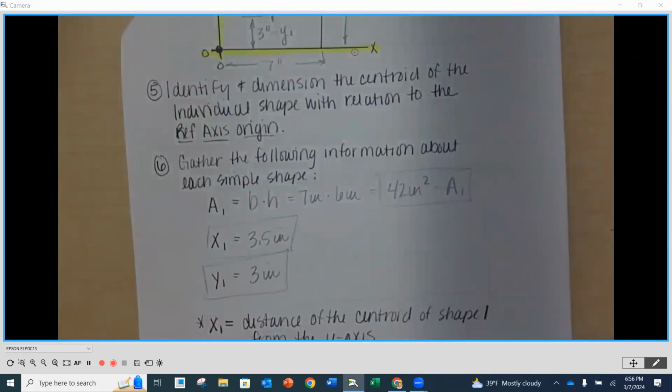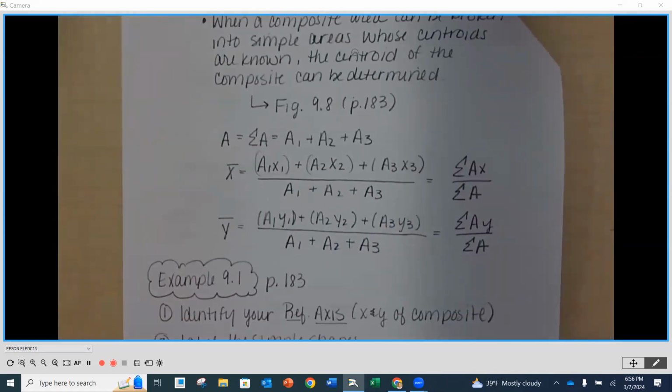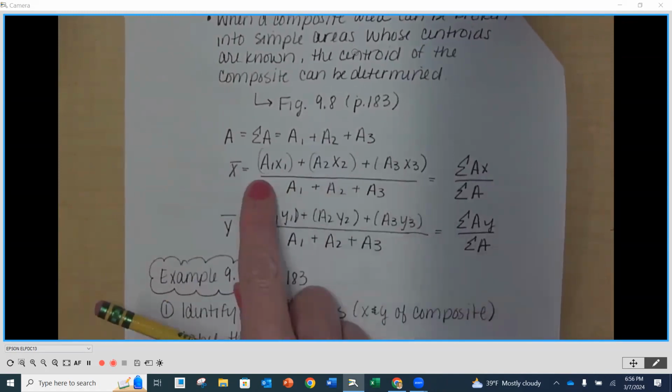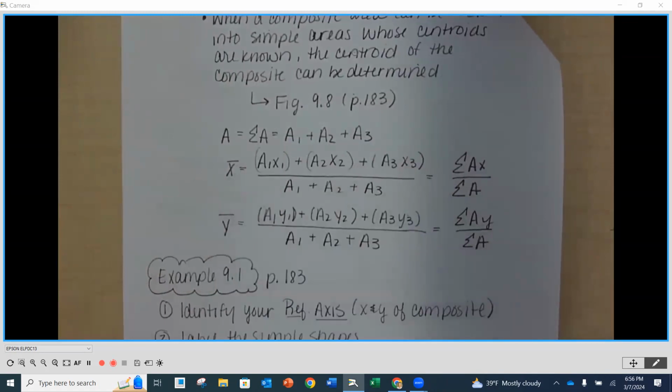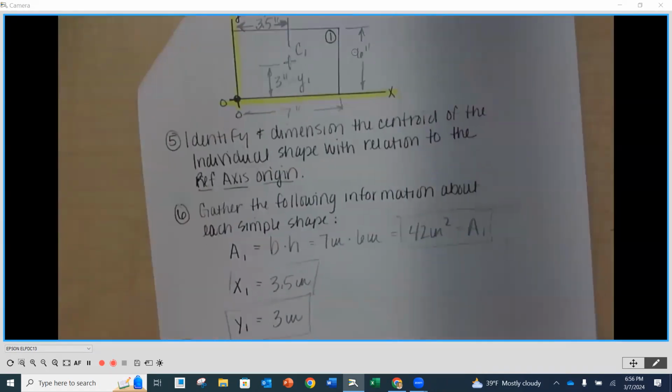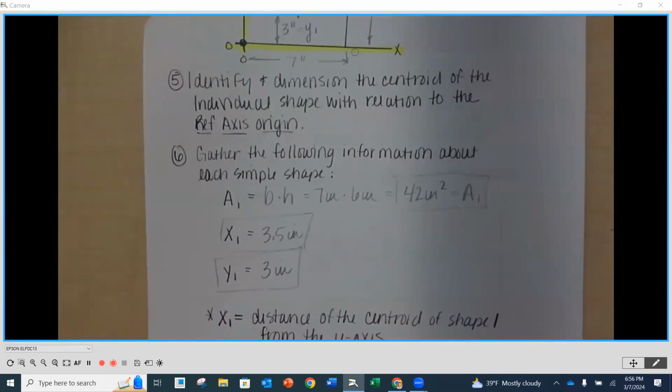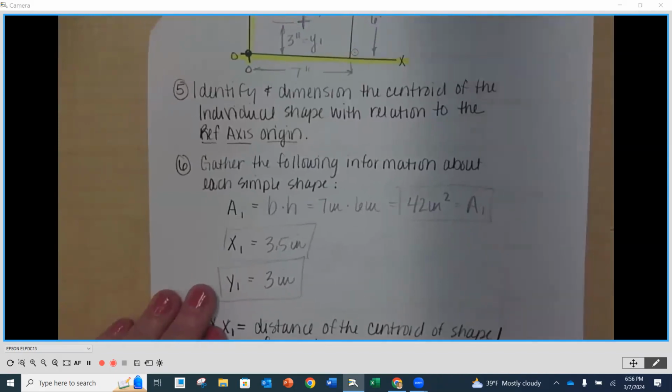And the reason we need this information is because if we go back to our previous page, we need our area and we need our X dimension and our Y dimension so we can then fill this in. Okay. Questions so far? All right. Okay. Turn the page.